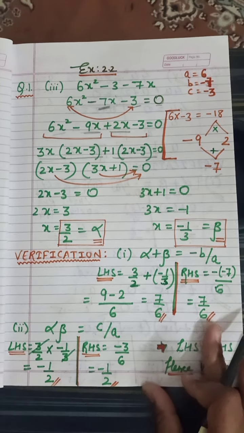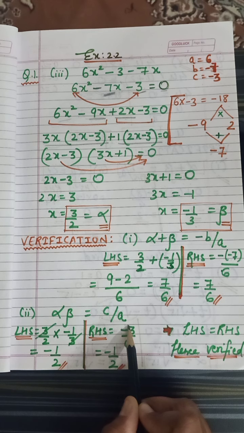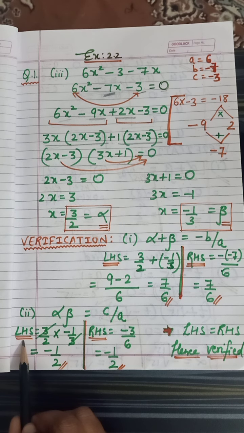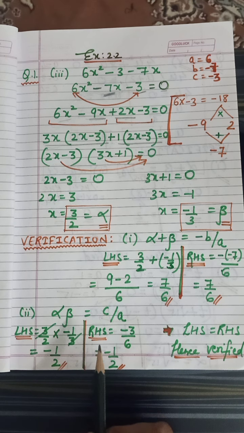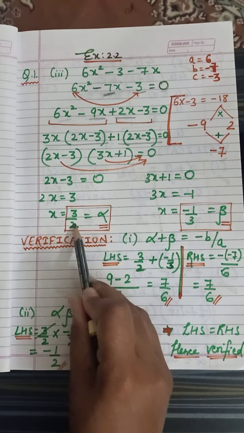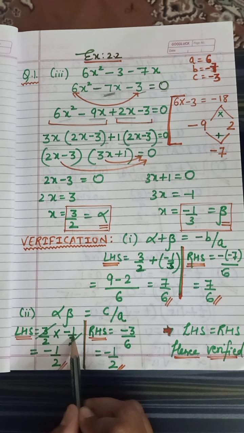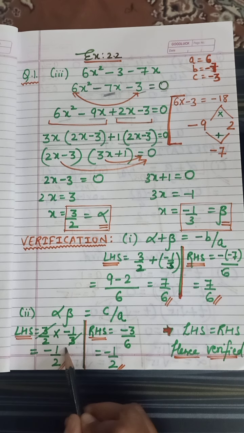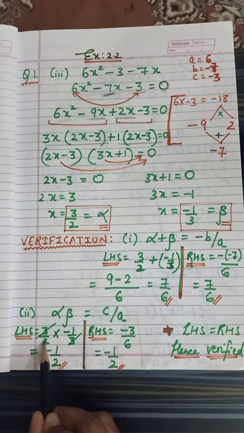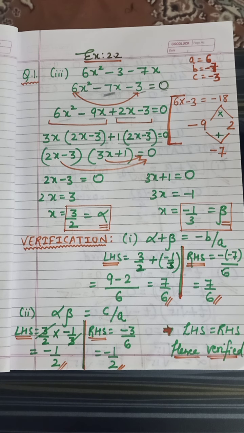Now let us check the second one. Alpha into beta equals to c by a. This is the second relationship. Again we have to verify. So I'll solve LHS and RHS separately. So LHS is alpha into beta. Alpha is 3 by 2. Beta is minus 1 by 3. So now you have to multiply. So this 3 will be cancelled out. So what is left? Minus 1 in the numerator and in the denominator 2 is left. So LHS is minus 1 by 2.